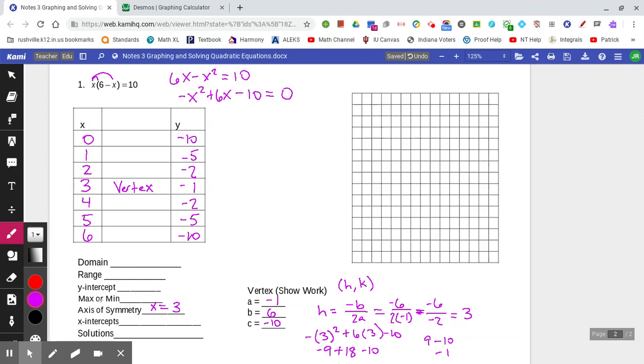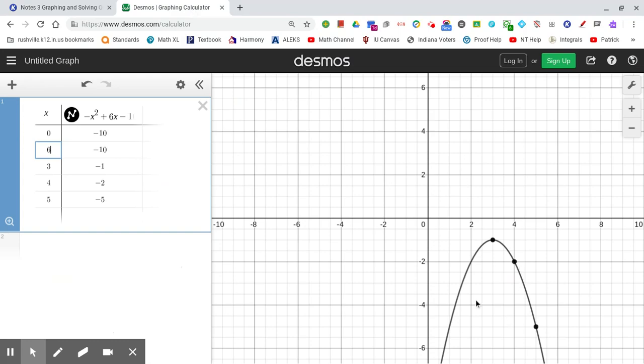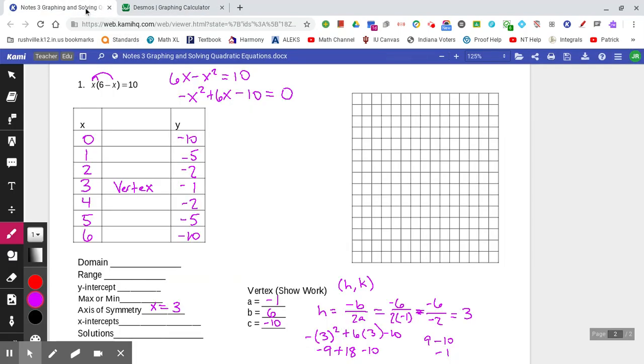While we're at it, identifying a maximum or minimum. Looking back to our graph, it opens down, which means our vertex is the highest point on our graph. So that means that it's a maximum, and the maximum value is -1.